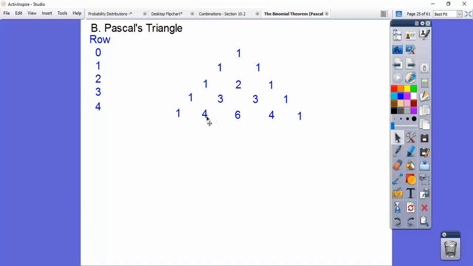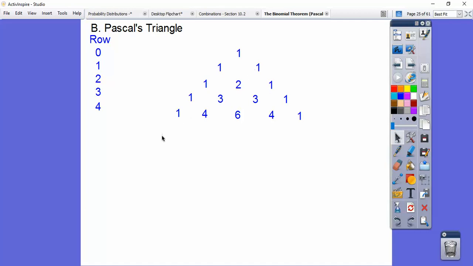But the number here is the sum of the numbers on top. So 1 plus 3 is 4. 3 plus 3 is 6. 3 plus 1 is 4. Okay, and then these are always going by ones down here. Okay, this 3 came from 1 plus 2. This 3 came from 2 plus 1. Okay, this 2 came from 1 plus 1. Do you see that?